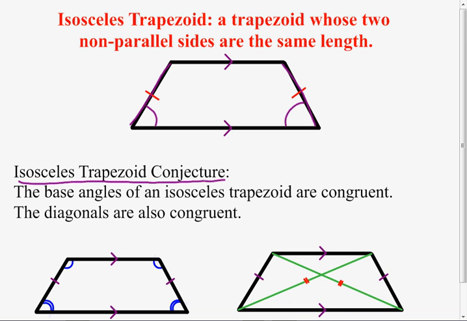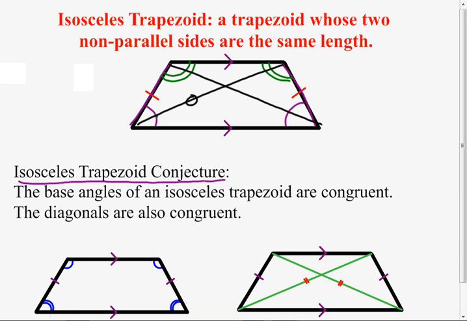The upper base angles are also congruent. But remember, this upper base angle, this green one, is supplementary to that purple one. And this one is supplementary to that one. So the upper base angles are congruent as well. And if I were to draw a diagonal in here, and we have some diagonals here, I'm going to get an isosceles triangle out of that.